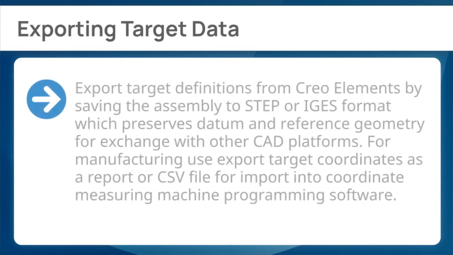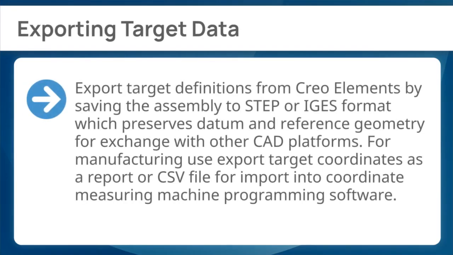Finally, exporting target data. Export target definitions from Creo Elements by saving the assembly to STEP or IGES format, which preserves datum and reference geometry for exchange with other CAD platforms. For manufacturing use, export target coordinates as a report or CSV file for import into coordinate measuring machine programming software.